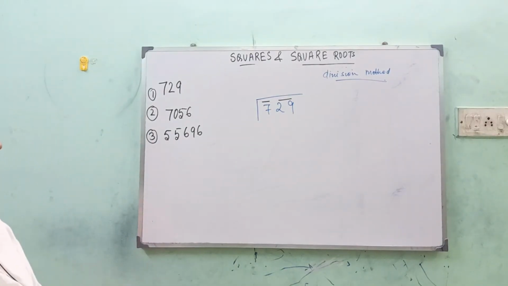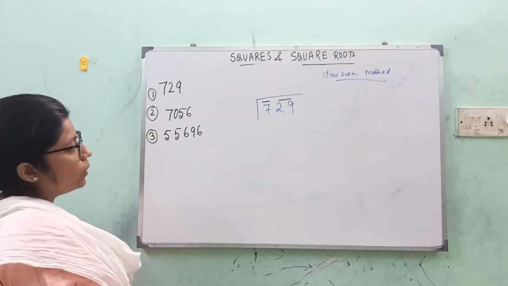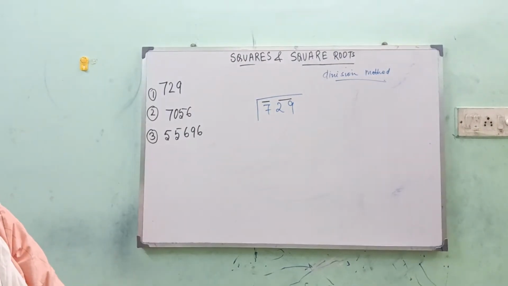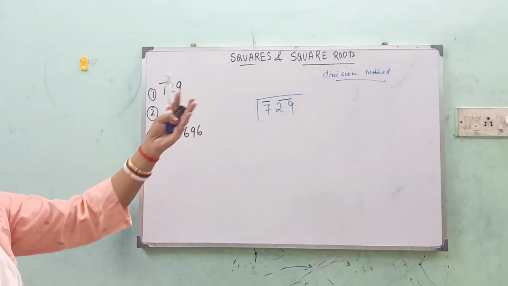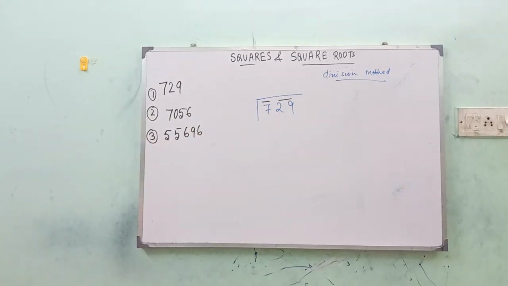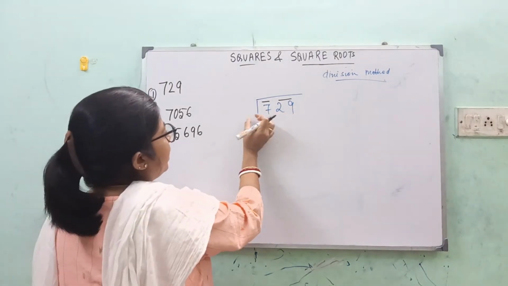But 7 is a single digit. It has no other digit to be paired with. So you can keep 7 as a pair. So each pair of digits and the remaining digit, in this case we have one digit in the first place, these are called the periods. Each of them are periods.